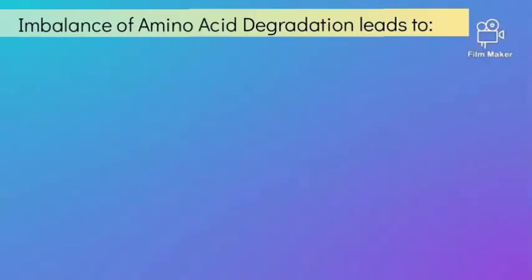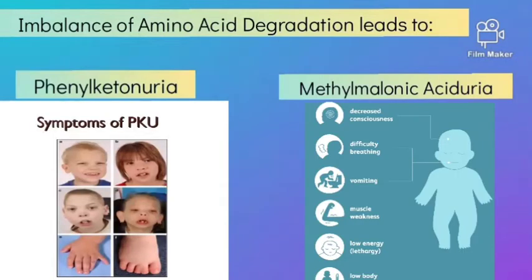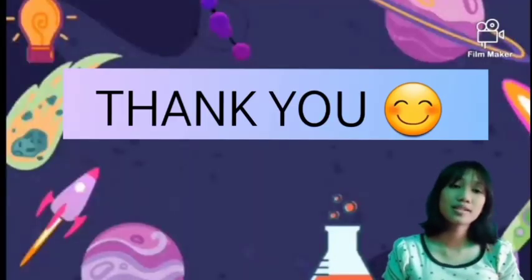The absence of key enzymes or imbalance in amino acid degradation leads to severe disease states such as phenylketonuria and methylmalonic aciduria. So that is all for my part.